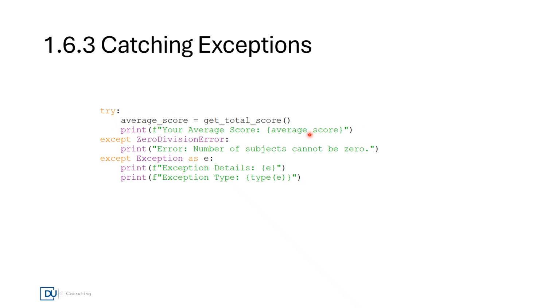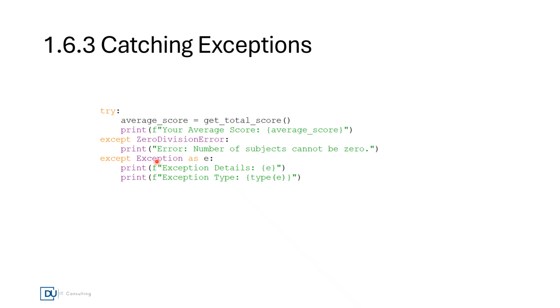And then we have the exception block. So we have an except block for ZeroDivisionError, and an except block for a general exception. We have a specific exception called ZeroDivisionError because we anticipate the user might provide zero as the number of subjects, and the number of subjects is a denominator. So usually we should not have zero as a denominator.